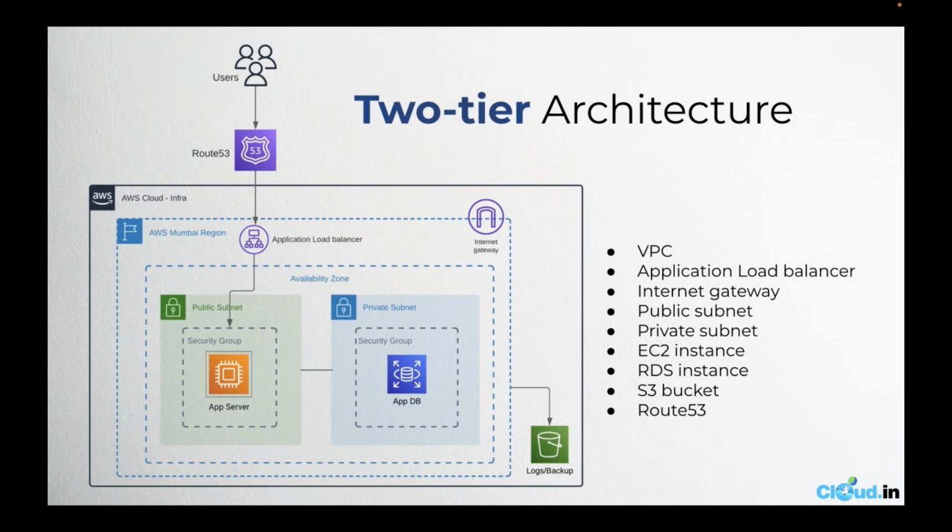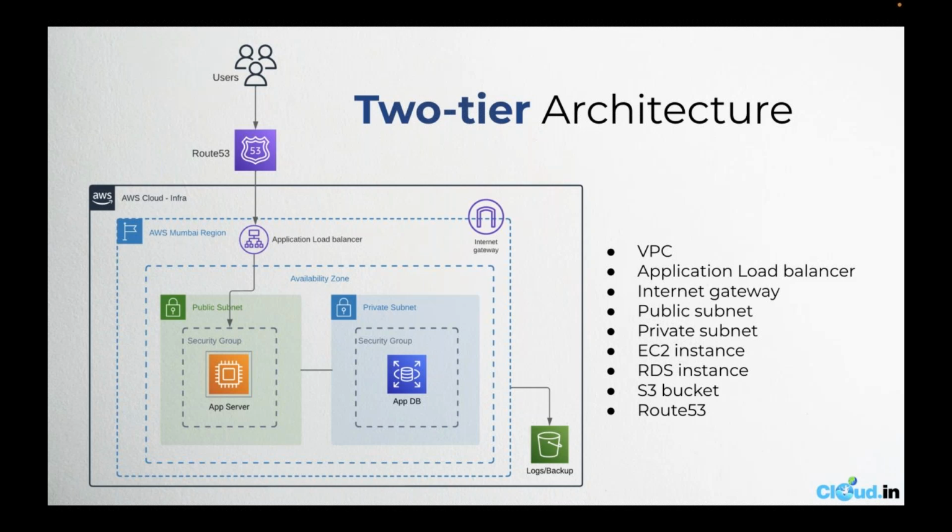The load balancer is a service that distributes traffic across multiple instances in multiple availability zones to ensure high availability and fault tolerance. EC2 is the compute instance, and RDS is a managed database service.